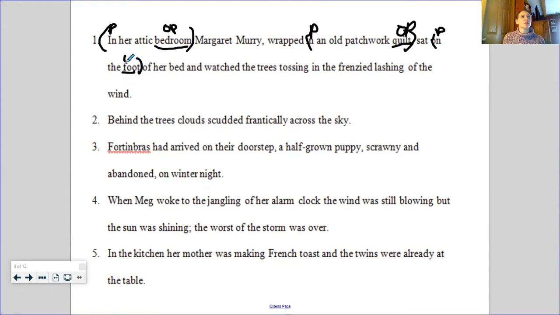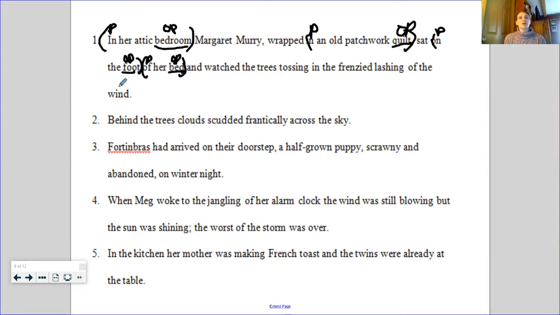Object of the preposition. And remember that one I made you circle on your note paper that does not fit in the blank, and that was the of. So of is a preposition, and the noun that follows it, of her bed. So that's my OP, and I will also underline that noun.